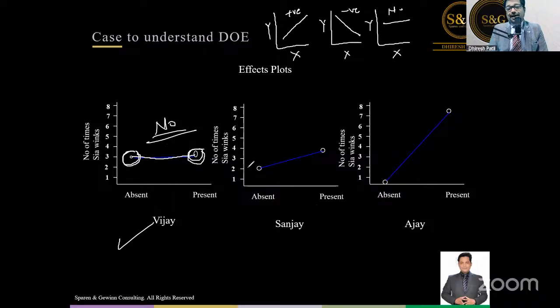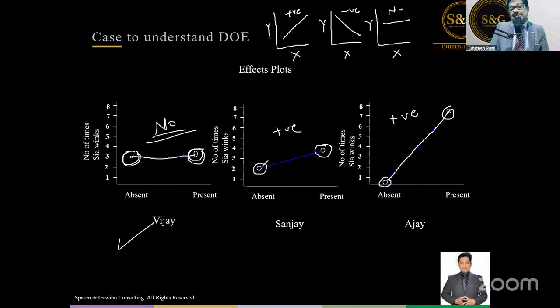Then let's go Sanjay. When Sanjay was absent, she smiled 2 times. When Sanjay was present, she smiled 4 times. That's very interesting. But let's look at Ajay. When Ajay was absent, she didn't smile. But when Ajay was present, she smiled for 7 times. And see the slope. Okay. Now Sanjay also has a positive relationship. Ajay also has a positive relationship.